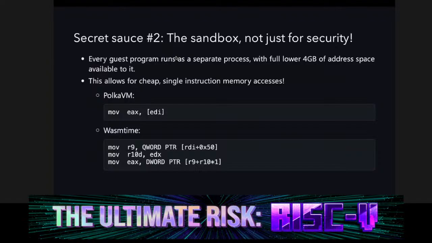So here we have two bits of assembly, one generated by PolkaVM and one generated by Wasmtime. As you can see, we can do this in one instruction, and Wasmtime needs 3 significantly more complex instructions. So this makes it quite a bit faster to access memory.